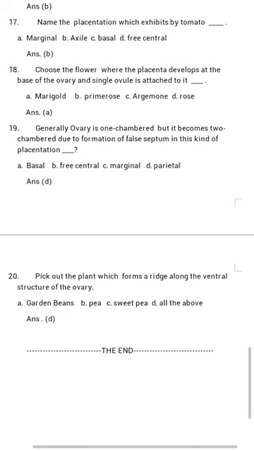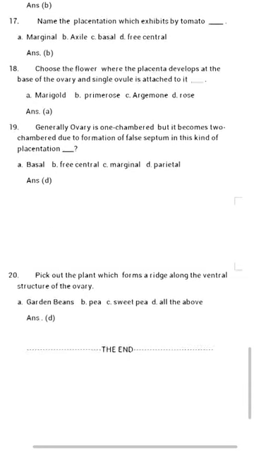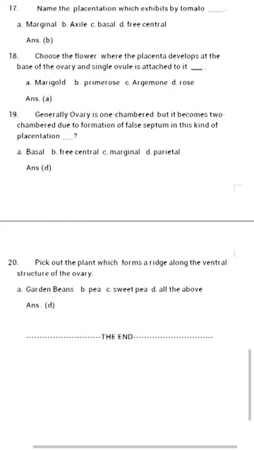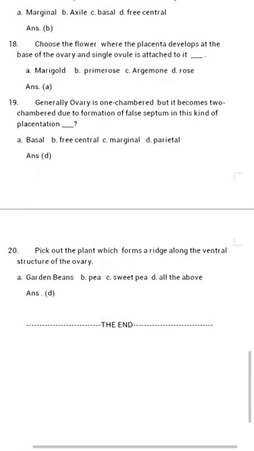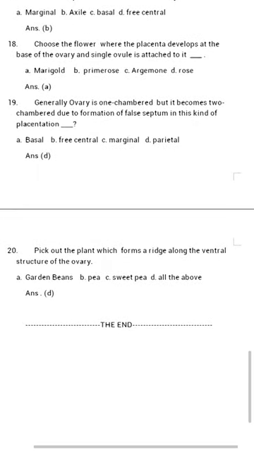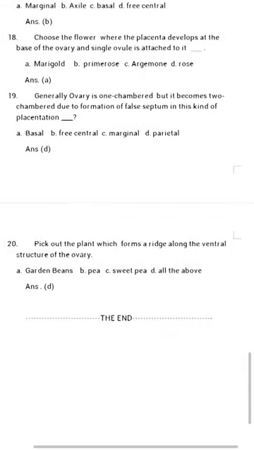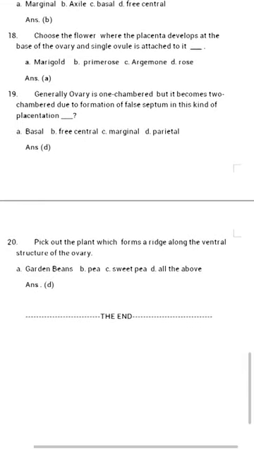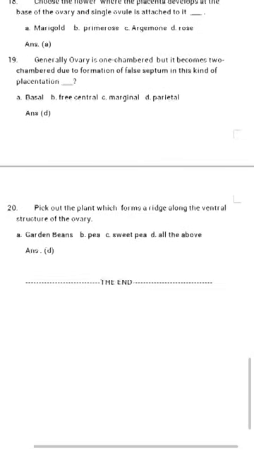A single ovule is present in the ovary and attached to the placenta at the base of the ovary. That can be seen in marigold, and another example I will also say, which is not in the options, is sunflower. In these two flowers, we can see basal placentation. So the correct option is option A. Hope you understood this question explanation. Now moving to the 19th question.